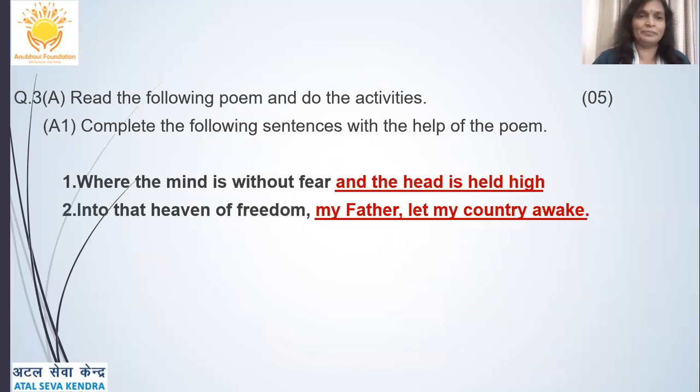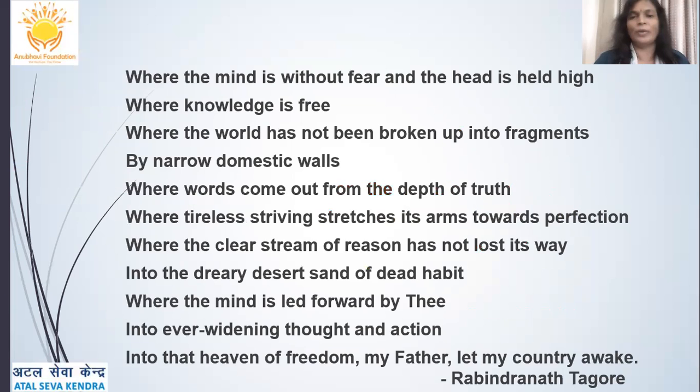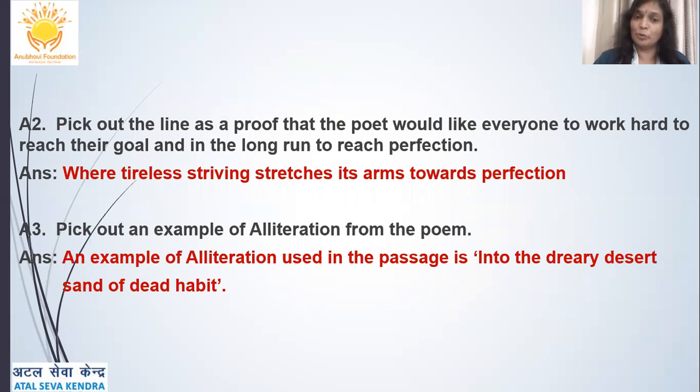A beautiful poem. Now you have read the poem, you will go back and do the pre-reading activity, that is A1. Where the mind is without fear and the head is held high, into that heaven of freedom. My Father, let my country awake. Pick out the line as a proof that the poet would like everyone to work hard to reach their goal and in the long run to reach perfection. Where tireless striving stretches its arms towards perfection. Pick out an example of alliteration from the poem. An example of alliteration used in the passage is: into the dreary desert sand of dead habit.